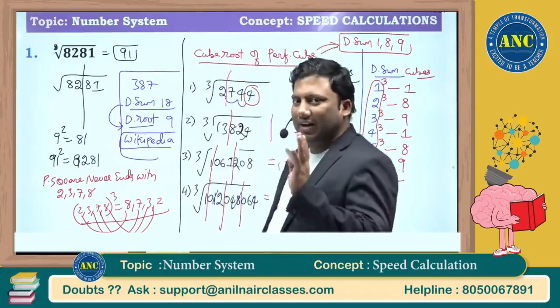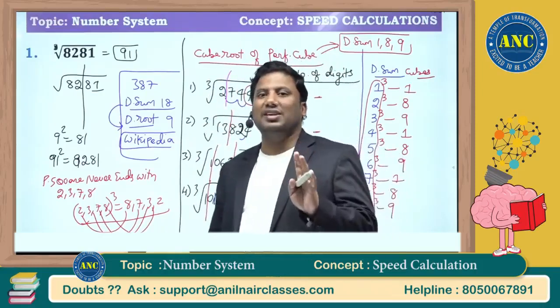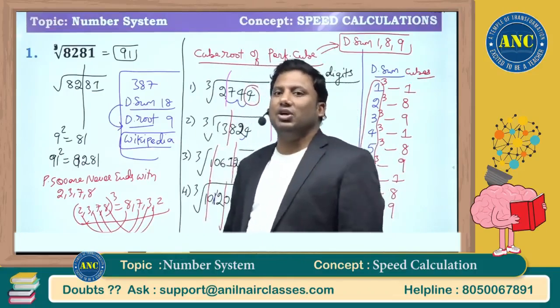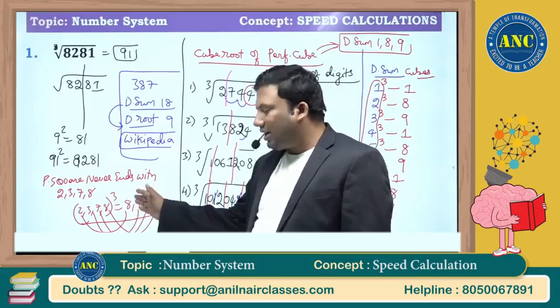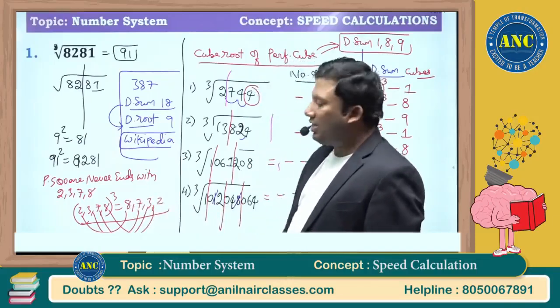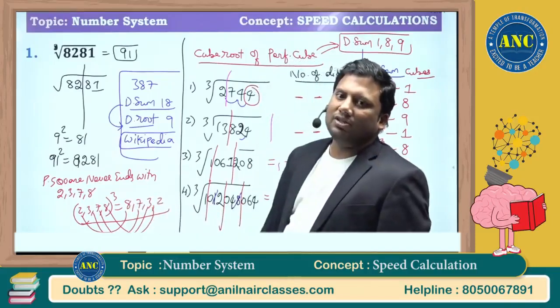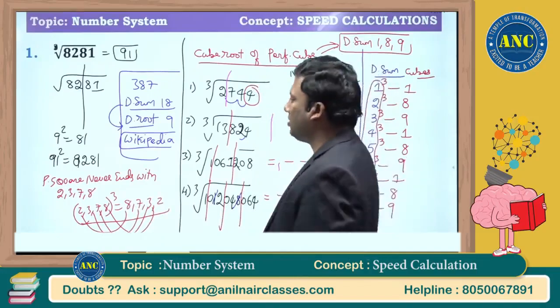A perfect square never ends with 2, 3, 7 or 8. Only for 2, 3, 7 or 8, on cube I will get another number which is the tens complement of this number.